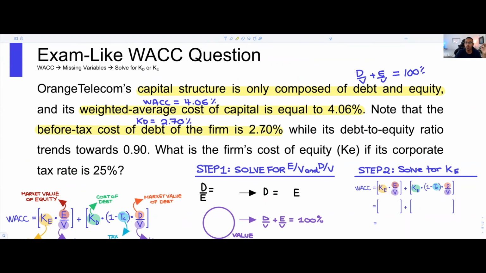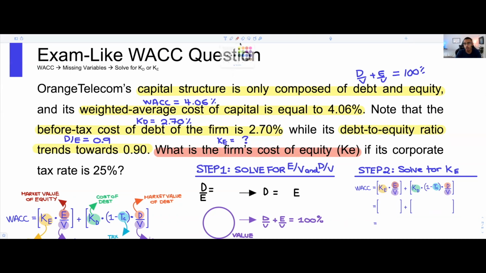We're also letting you know that the debt to equity ratio in this case is equal to 0.9. So we could write this as being debt over equity equal to 0.9. Now our mission for this question, pretty straightforward, very similar to the previous one that we did together, is to solve for the cost of equity. That's something that was not provided, and it's going to be our missing variable for this question. We're going to solve for KE. So that's equal to our missing variable.